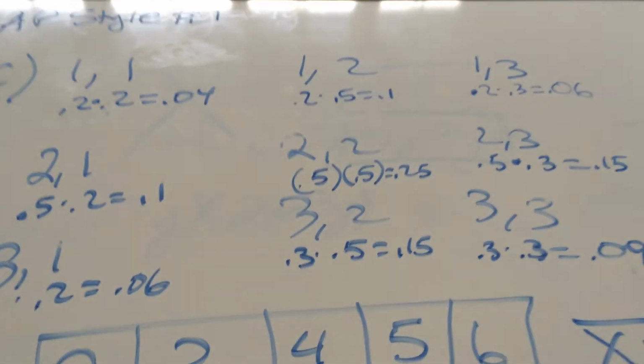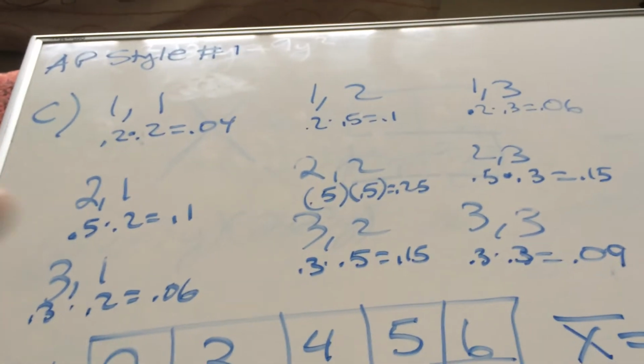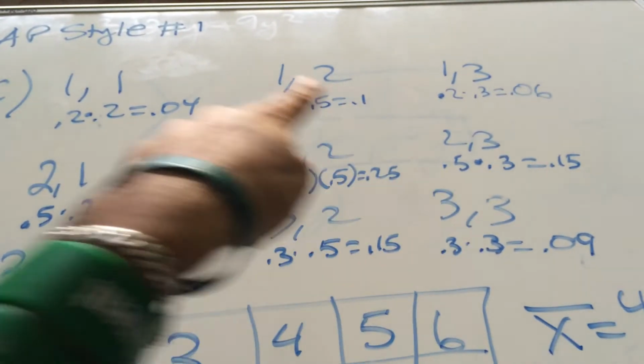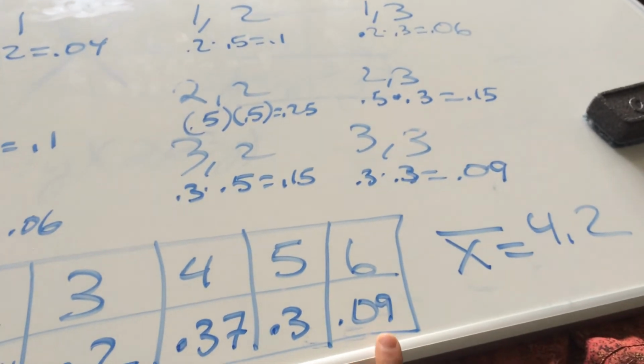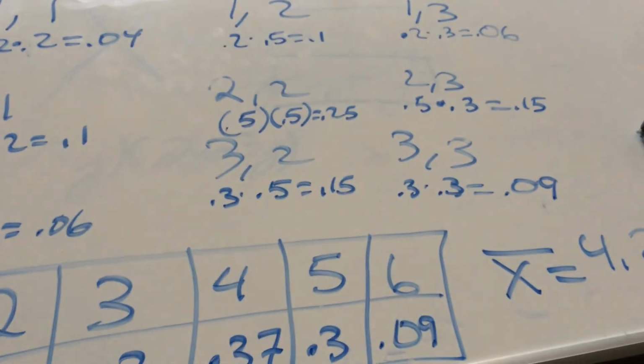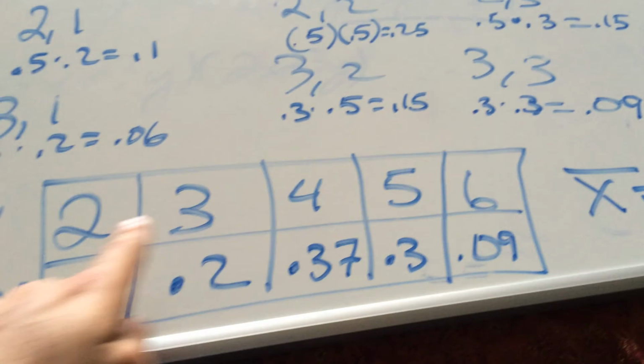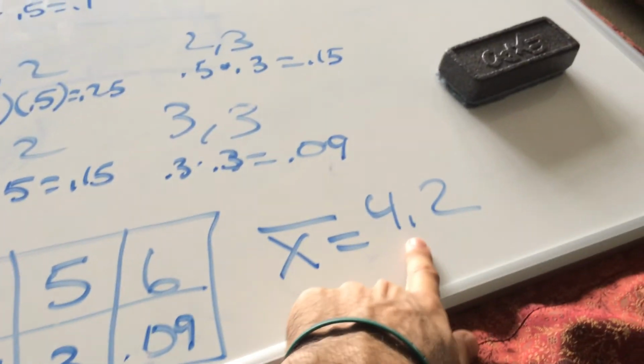There is no other trial. Let me zoom out for you. There is no other trial where the sum of the two numbers is 6. This is the only option. This is 0.09 here. Then you can find the expected value for y by putting this into list 1 and this into list 2, and you get 4.2.